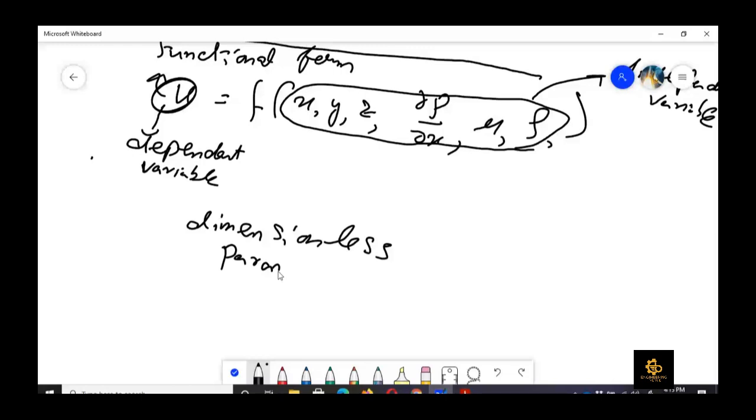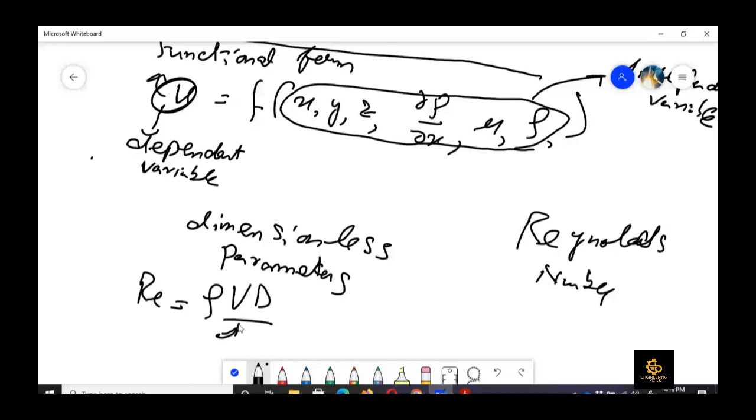Dimensionless parameters like Reynolds number. Reynolds number is the most significant parameter for fluid mechanics. It tells us whether the flow is laminar or turbulent, depending upon its value. Its definition, for pipe flow, is rho V d upon mu. So this is basically the ratio of inertial forces to the viscous force.